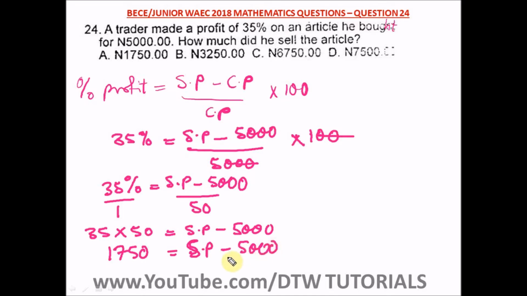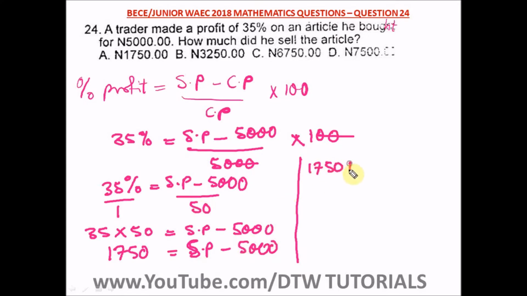Equal to our selling price minus 5,000. So all we need to do is take our minus 5,000 over here and leave our selling price here. We could also take our selling price to this side and bring this here, but taking a positive to this side, we're going to have a negative. I don't want to play around staying in the negative domain. That's why I decided to take our minus 5,000 down here and leave the selling price in the positive. So from here we have 1,750.